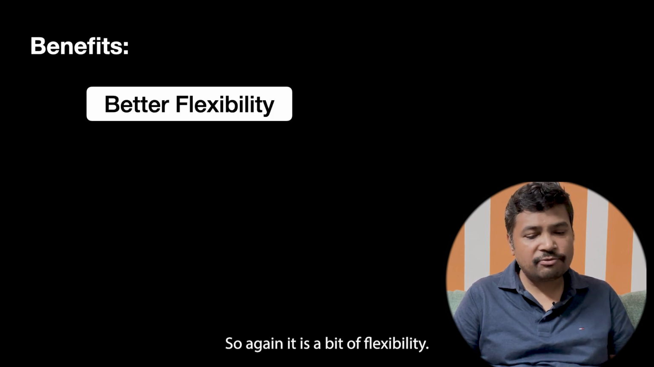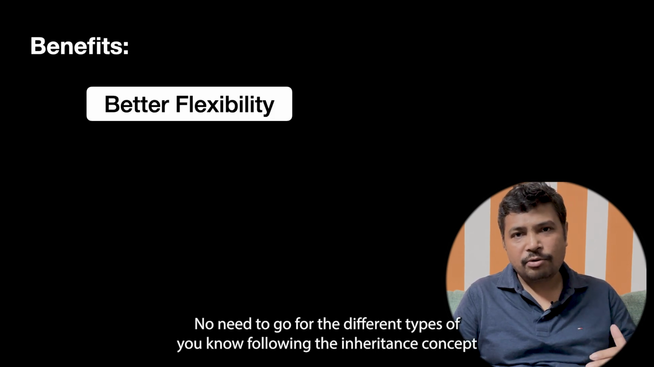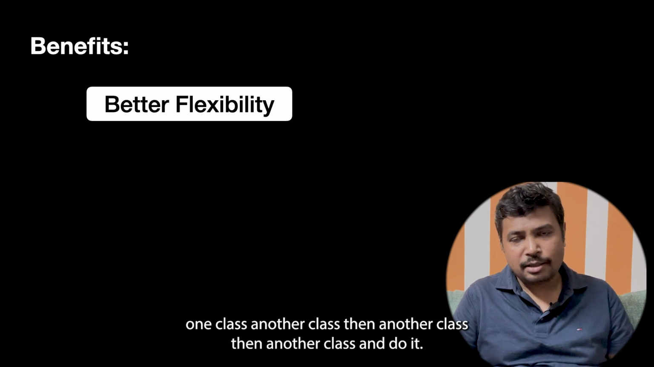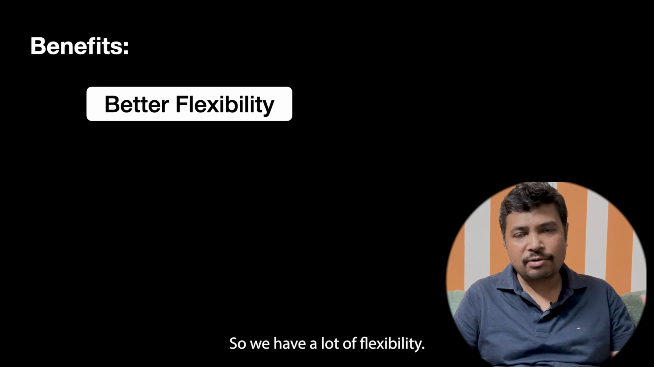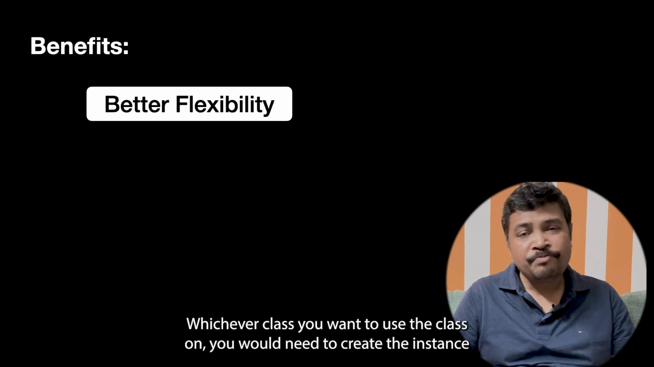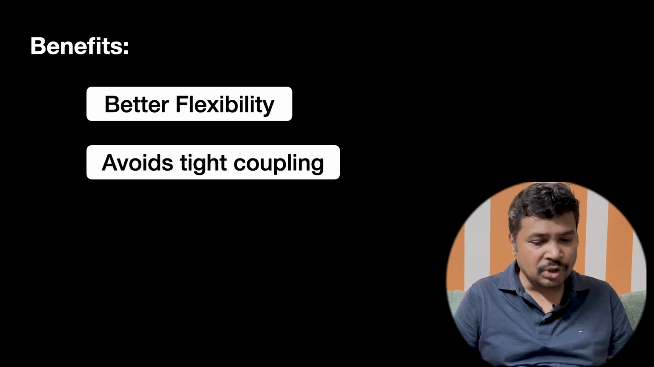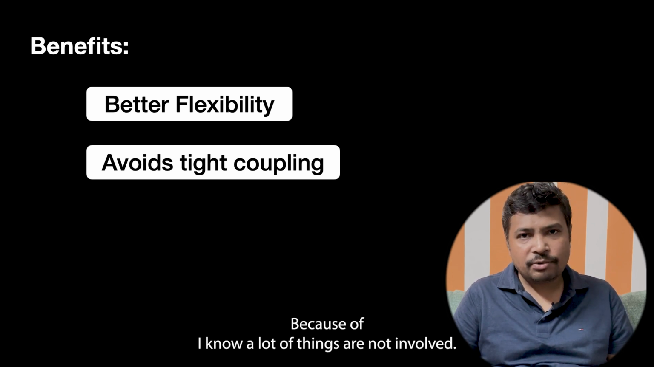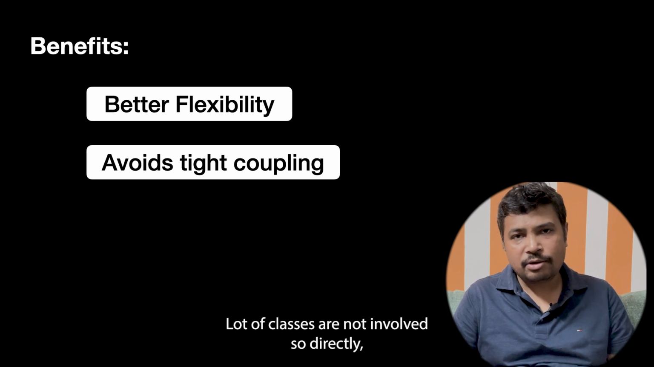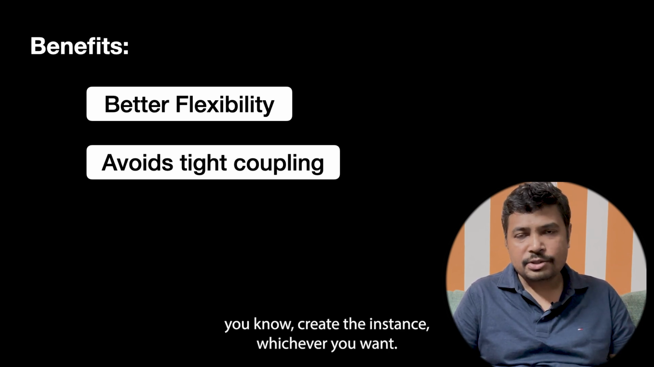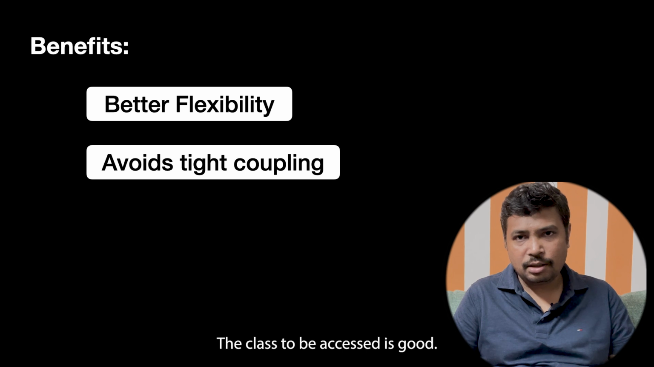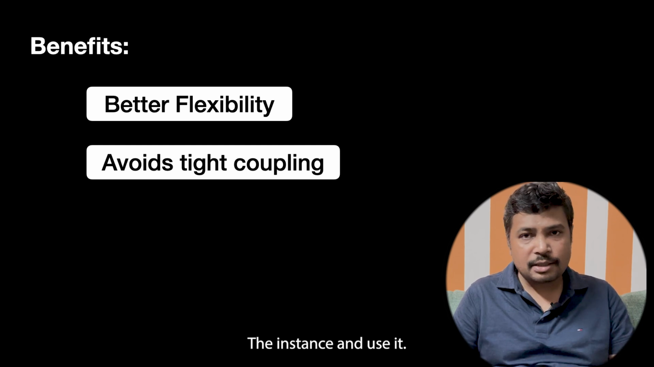So we'll talk about the benefits also. Again, it gives better flexibility. There is no need to follow the inheritance concept of one class, another class, then another class. So you have a lot of flexibility. Whichever class you want to use, you only need to create the instance or object of that class and use it. It avoids tight coupling because a lot of classes are not involved. So directly create the instance of whichever class you want to access. Just create the instance and use it.